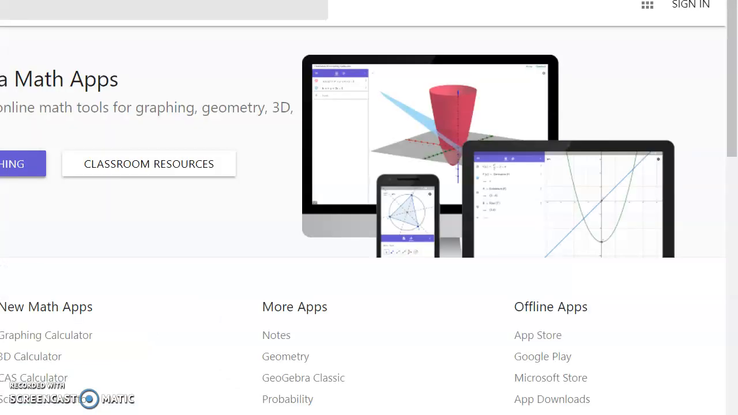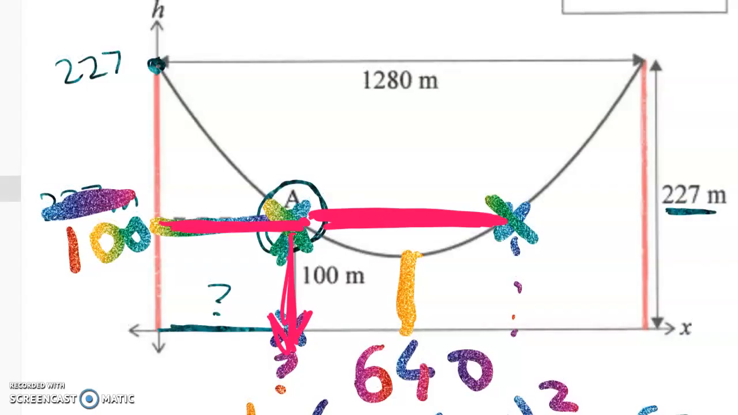Where are we? It's gone away. Don't worry about it, I'll save that for another question. So that's that one done.